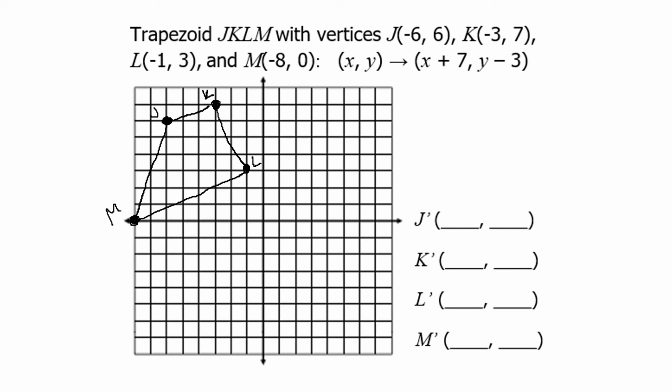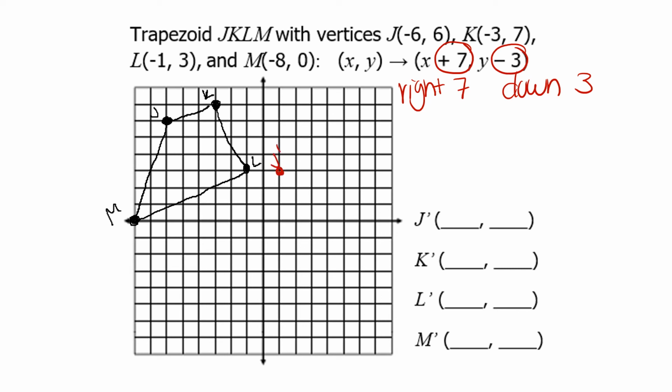Trapezoid JKLM with vertices J at -6, 6, K at -3, 7, L at -1, 3, and M at -8, 0. The trapezoid is already graphed on the coordinate plane. We are going to translate it 7 right. It's positive, so it's 7 right, and -3, so that's down 3. So starting with J, we're going to go right 7 and down 3, labeling it J prime.